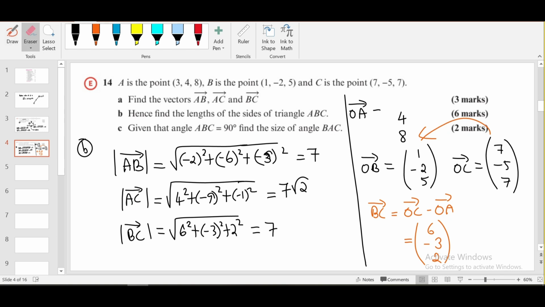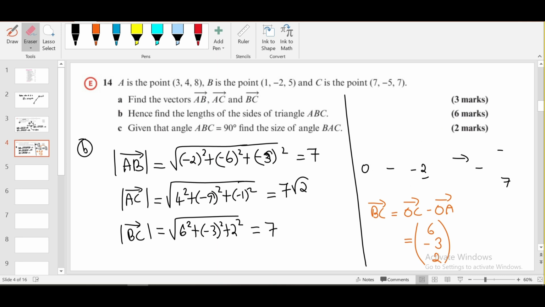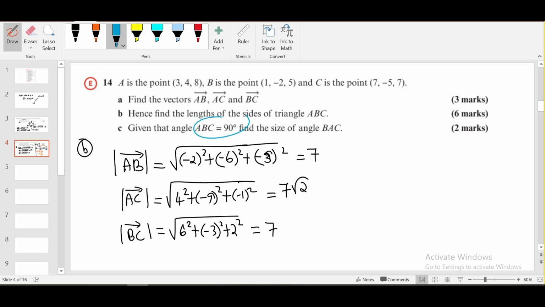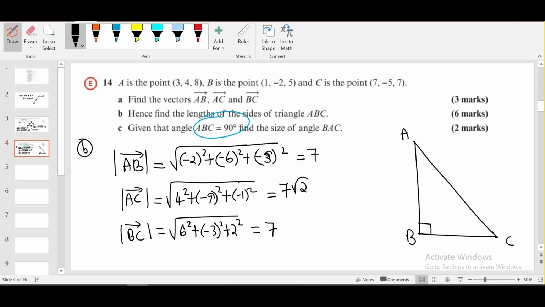Let's draw the triangle, because part C says given that the angle at B, the middle letter, when they say angle ABC, they are talking about the angle in the middle letter, right, is 90 degrees. So I'm gonna draw a right angle triangle where your B is 90 degrees, A and C is this. We know AB is 7, BC is 7, this is 7 root 2, right? So it's both a right angle and isosceles triangle. So how do you find the angle of BAC, this angle? How do you find this angle?